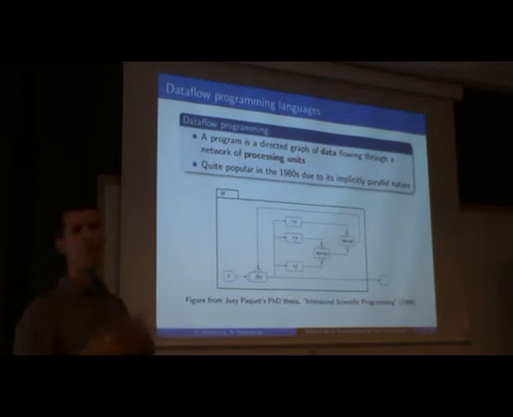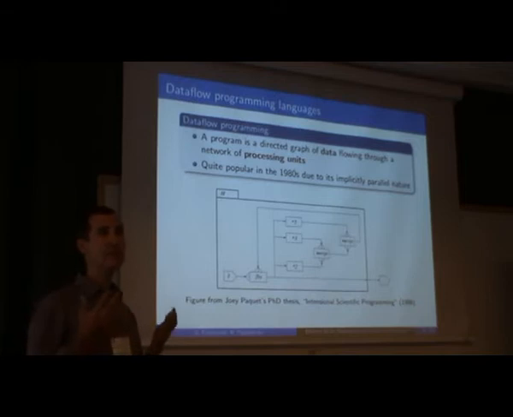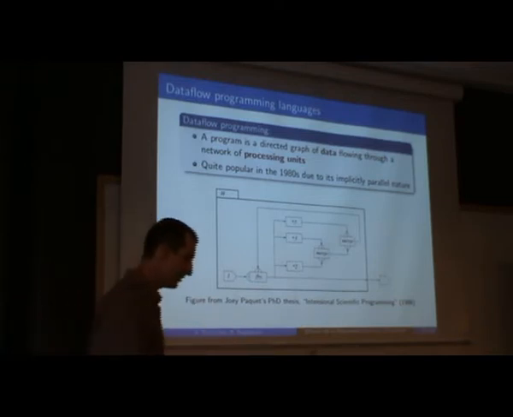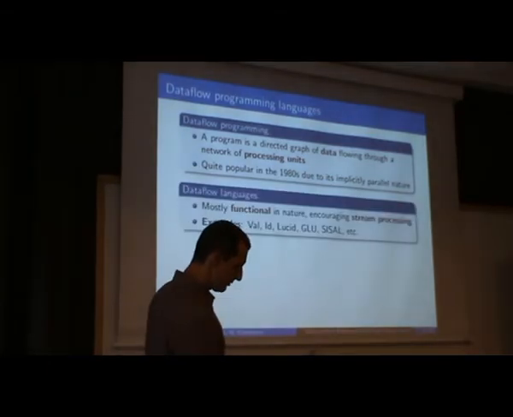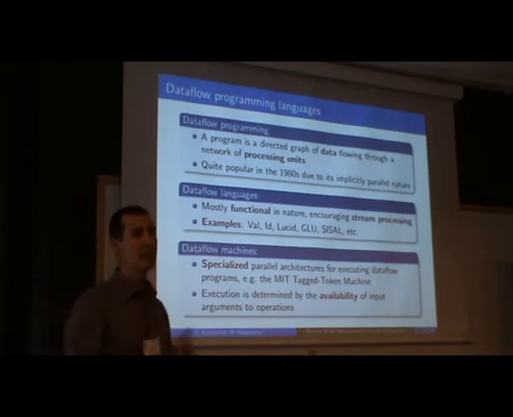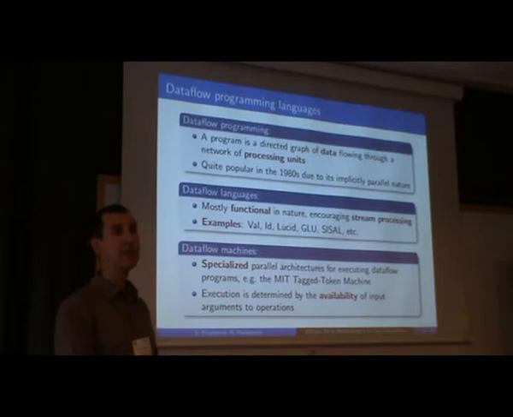So this was quite popular in the 80s because it gives you a very implicit parallel nature. It doesn't enforce an order of evaluation, and you can compute this in a parallel way if you have the appropriate hardware. So back then, there were a number of Dataflow programming languages researched, and a number of Dataflow machines, Dataflow architectures researched. But I'm not going to be talking about this very much here.